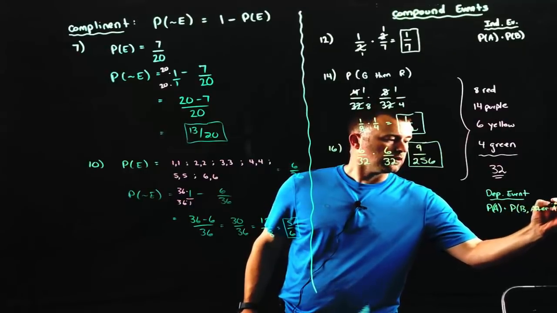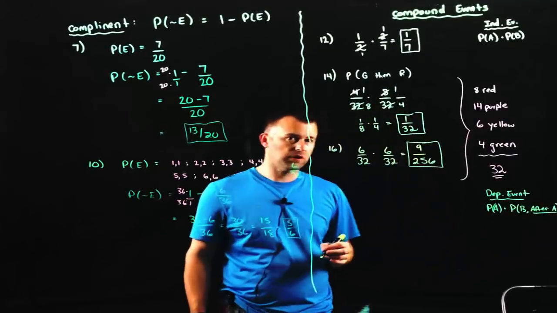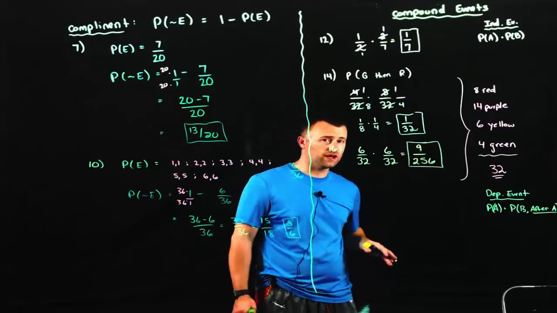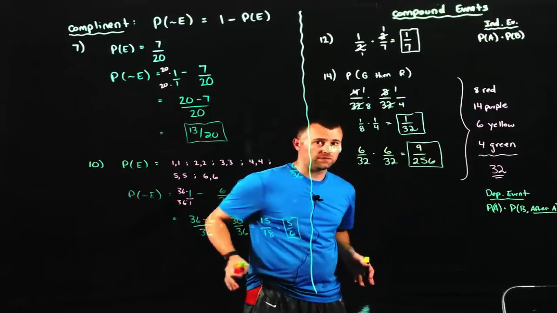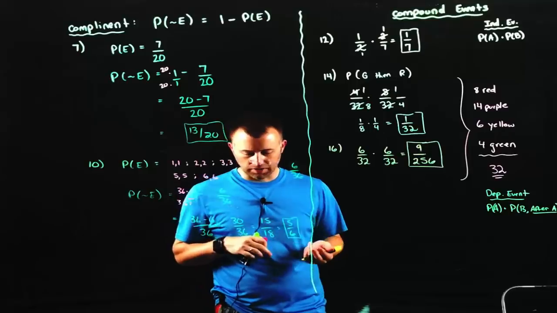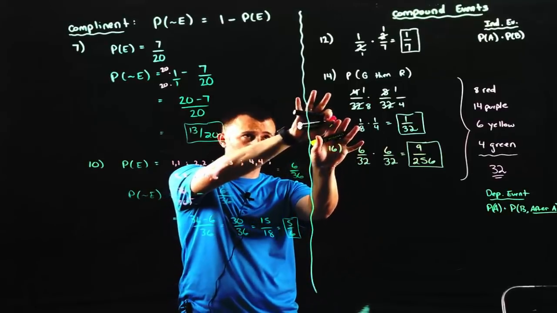And again, that should matter. If you're doing a dependent event, it should matter. Somehow A should affect B. And this easy way to make this happen is to kind of show this correlation between these two problems.